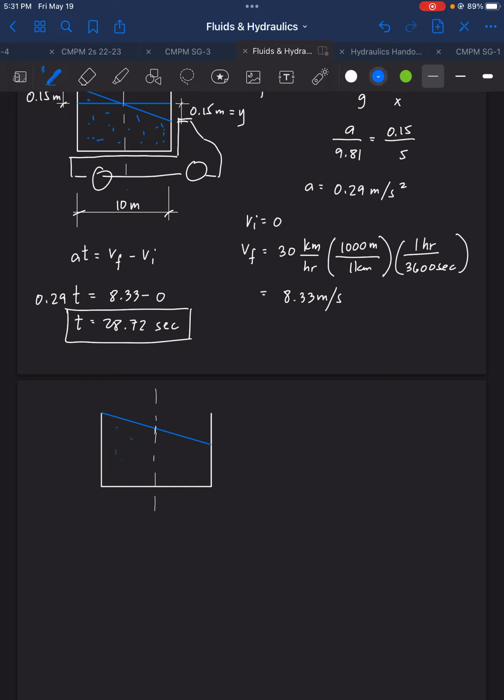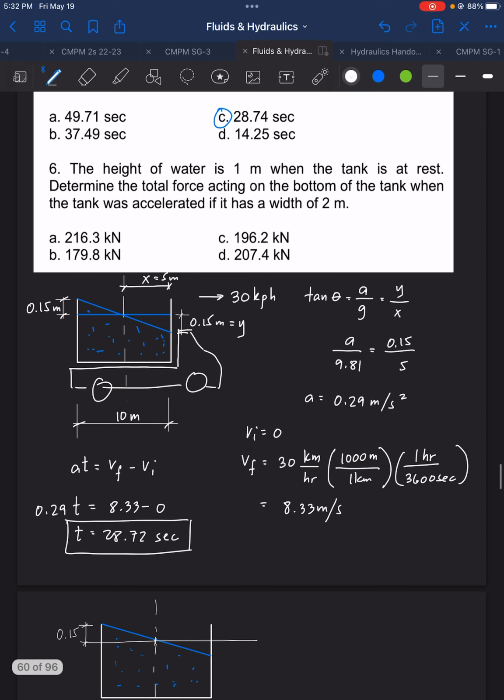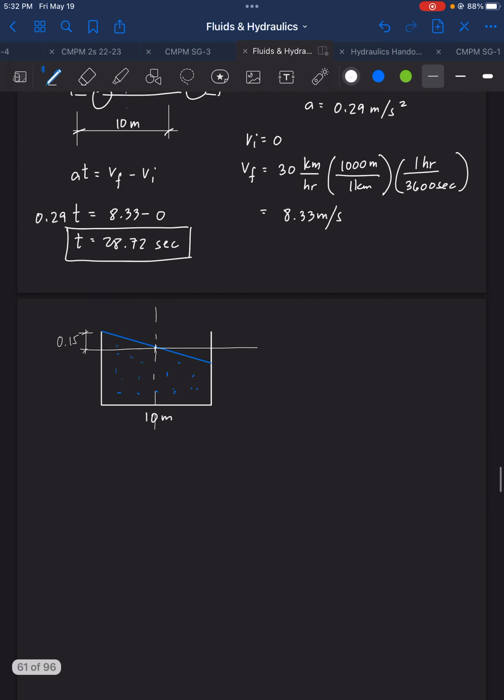So this is our water, 2 meters, and then we have the width here as 2 meters. Okay, so this is the initial level here. We have the rise here as 0.15, and the problem mentions that the height of the water is 1 meter when the tank is at rest.